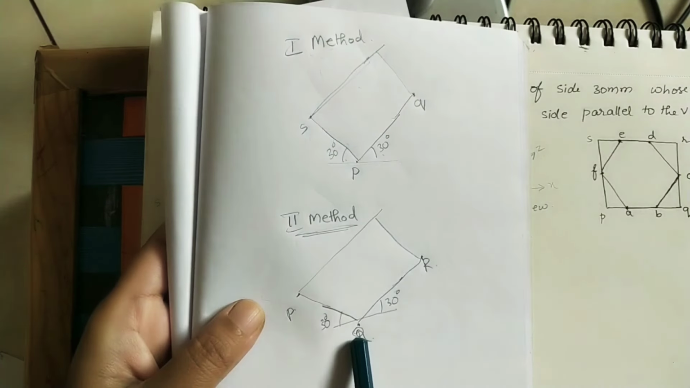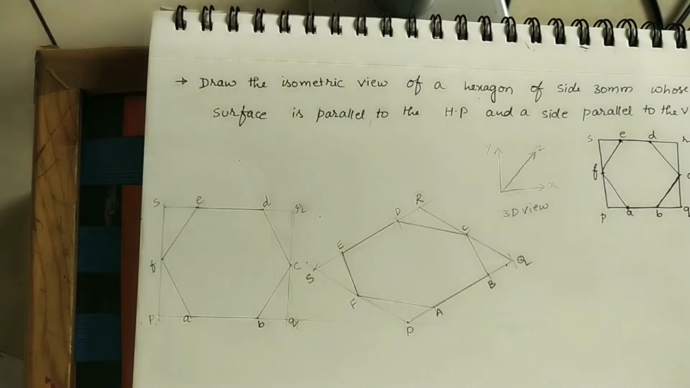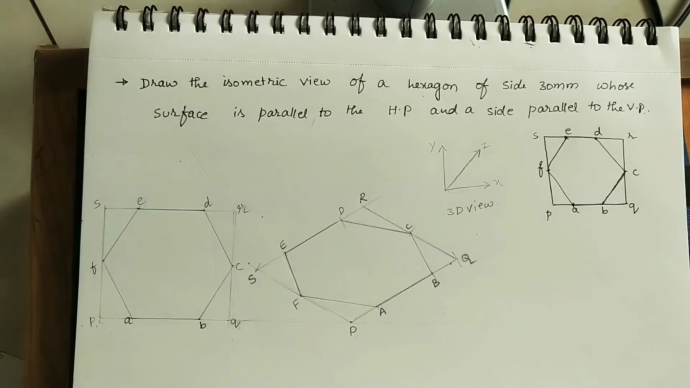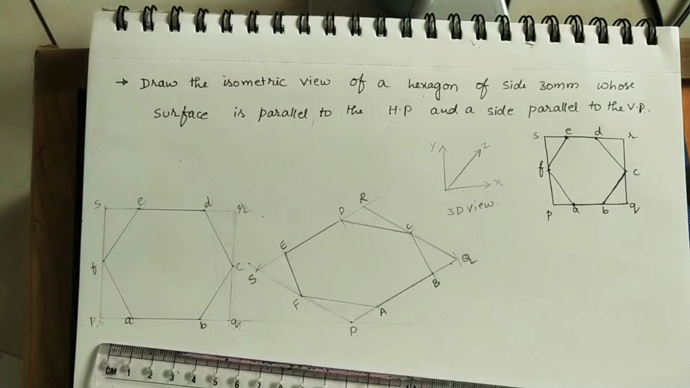In the second method, take the next point, Q, as the initial point. So mark Q after some gap. Take the same line here. As I told, it is not necessary to take it on the same line. Just for getting one order, I am taking Q point.